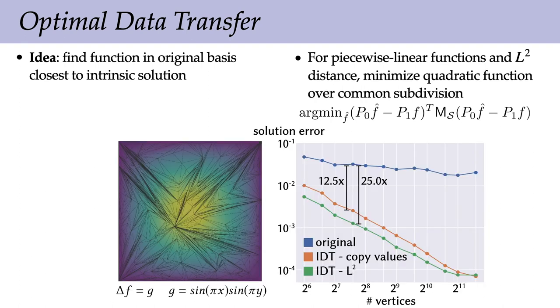Down below is an example where we use this technique to solve a Poisson problem on randomly generated low-quality triangulations. Using intrinsic Delaunay and just copying back values at vertices already yields a 12 times increase in accuracy, but furthermore, transferring the solution back to the original basis by using this L2 transfer I just described decreases error by a factor of 25 compared to computing naively on the input triangulation.